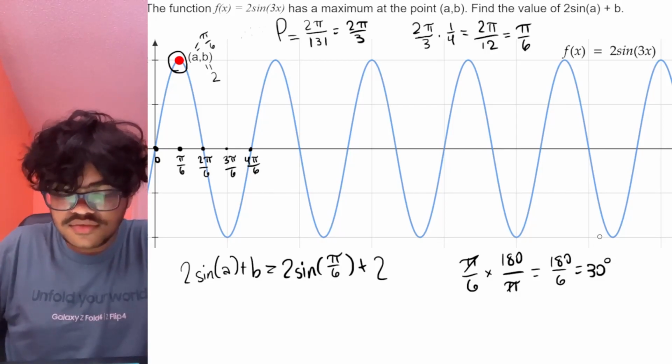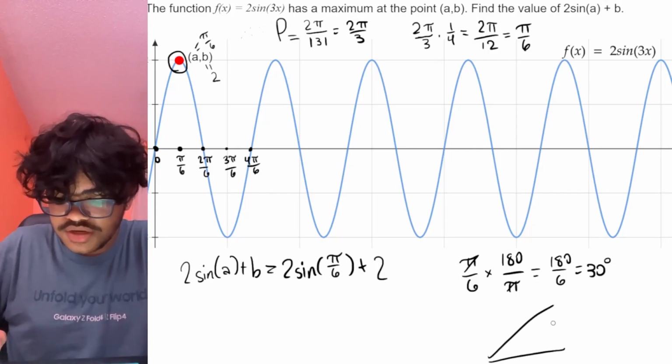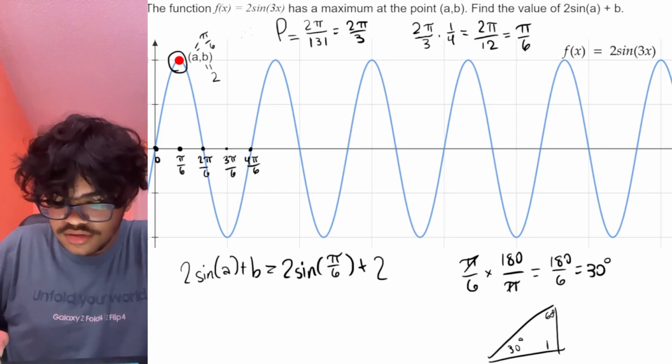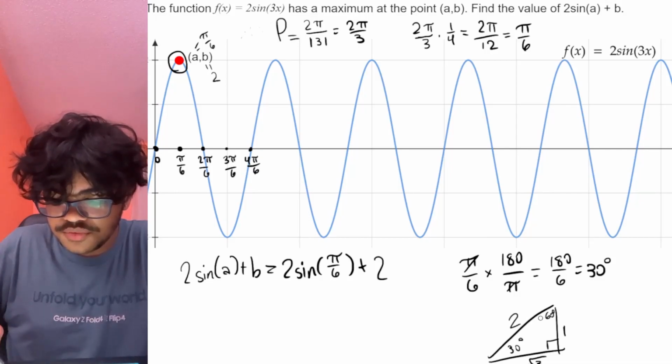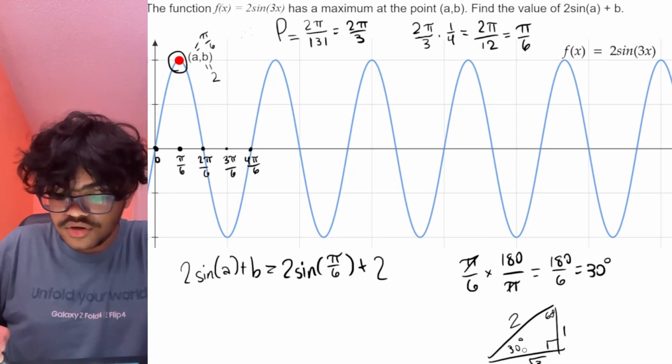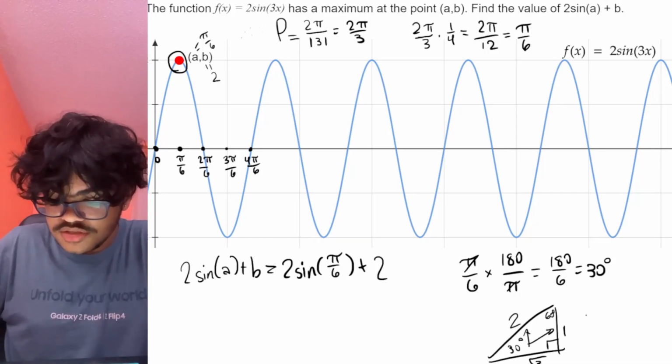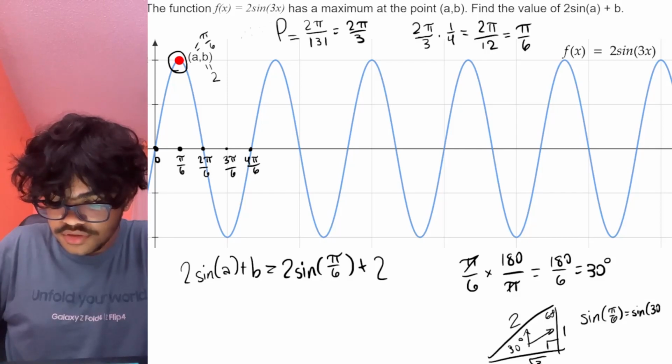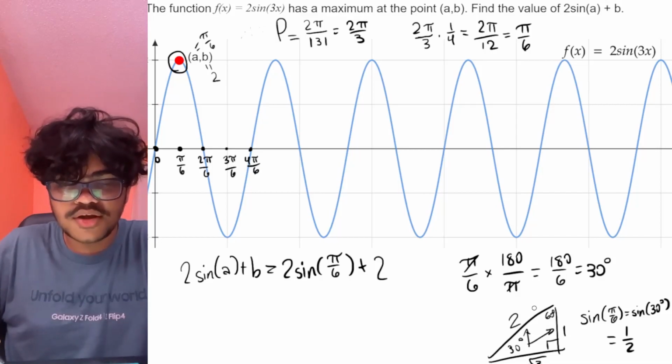And you might already know what sine of 30 degrees is. You can draw out the special right triangle. Right here we have 30 degrees, right here we have 60 degrees, 90 degrees. This bottom side will be square root of 3, this opposite side will be 1, and then the hypotenuse will be 2. Now, we can take sine of 30 degrees by taking the opposite side, and then dividing it by the hypotenuse. So sine of pi over 6, which is equal to sine of 30 degrees, is just equal to 1 over 2, opposite over hypotenuse.